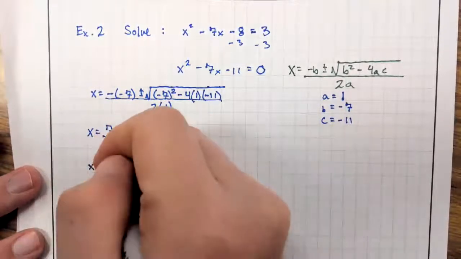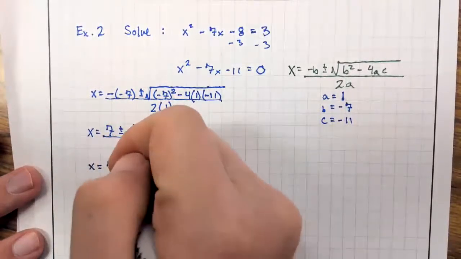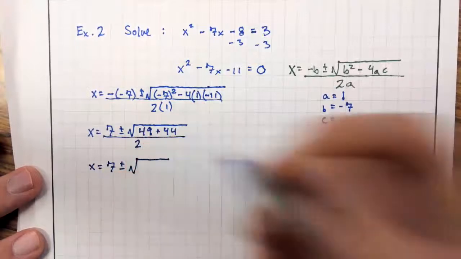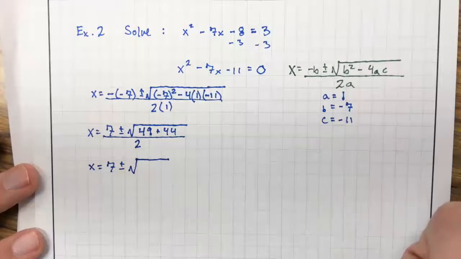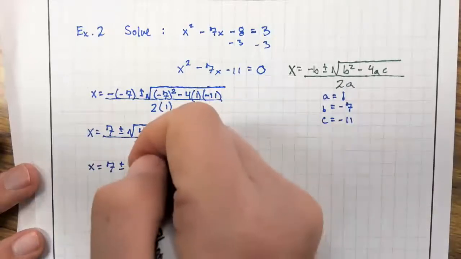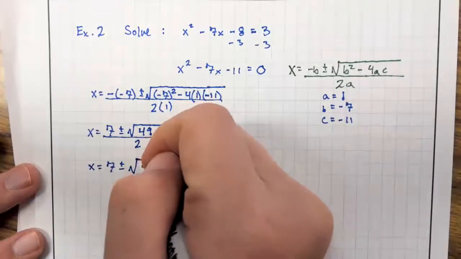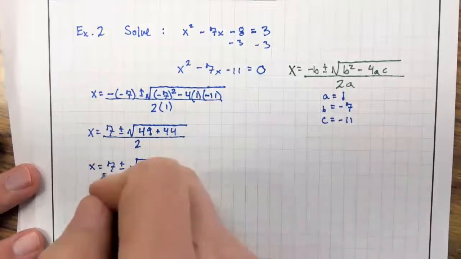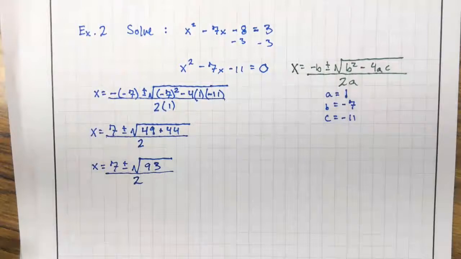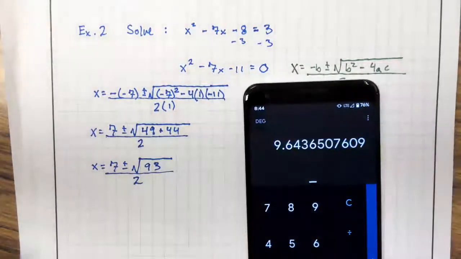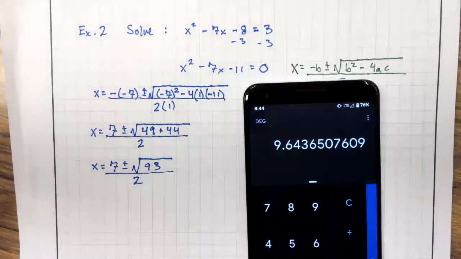So x is equal to 7 plus or minus the square root of. So 49 plus 44, that is going to give us 93. Square root of 93, all divided by 2. All right, so when you do the square root of 93, I'll show you on a calculator, we are going to have a decimal approximation. So the square root of 93 is approximately 9.64365. It's this number that's never going to end.